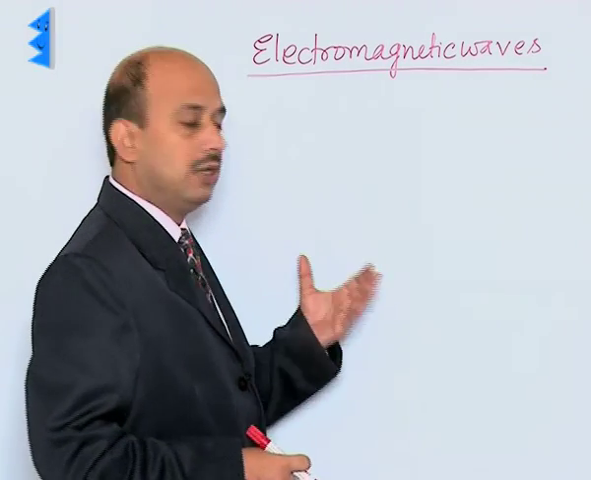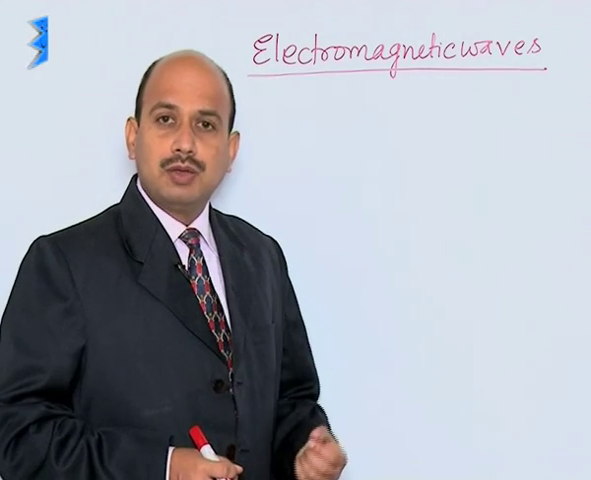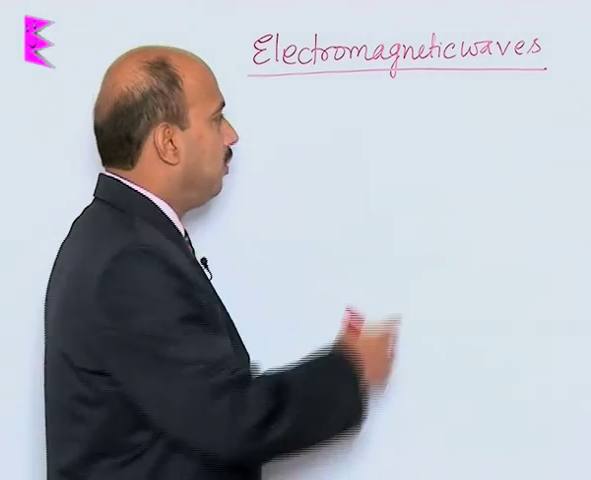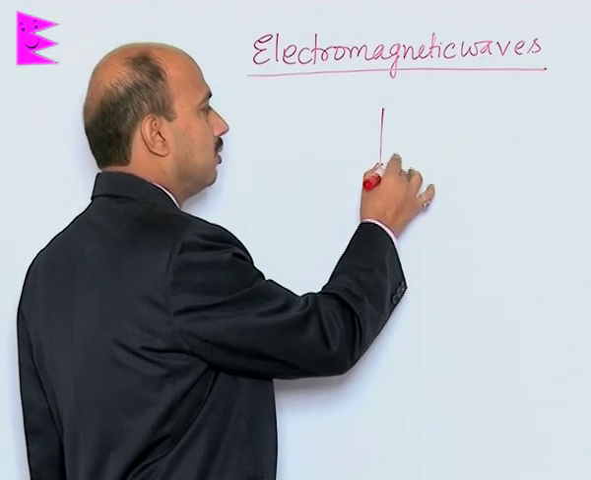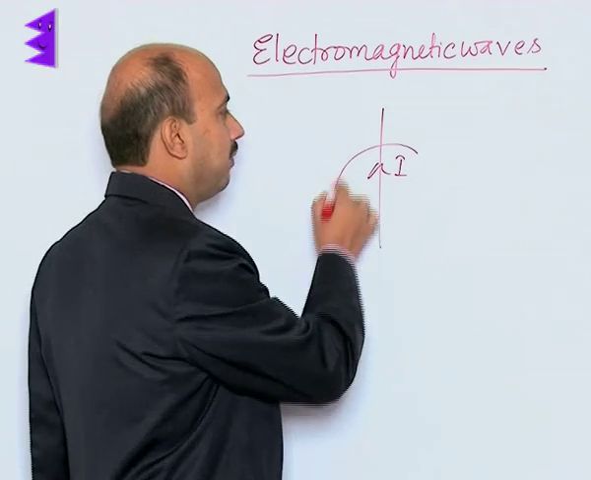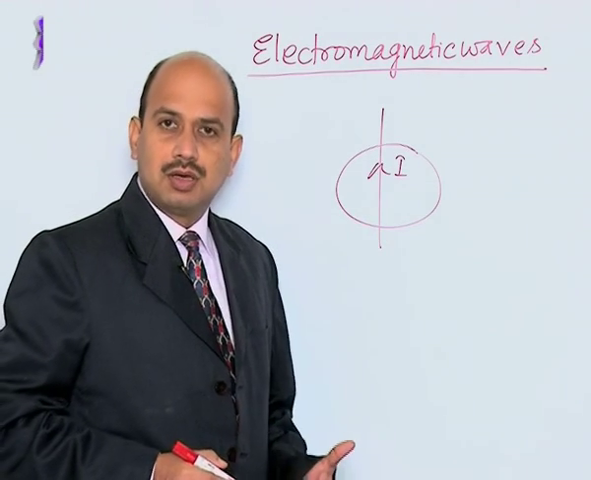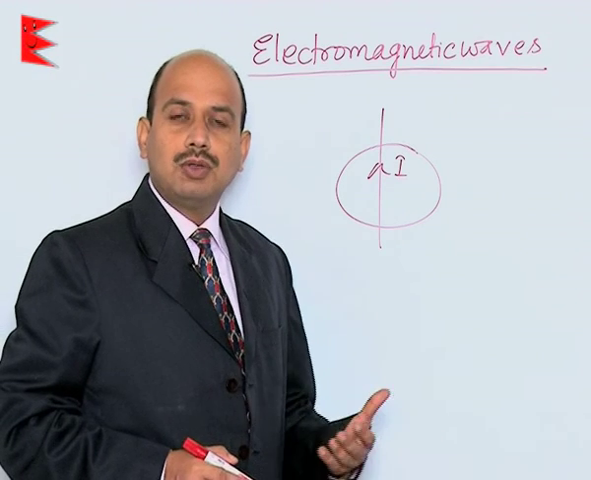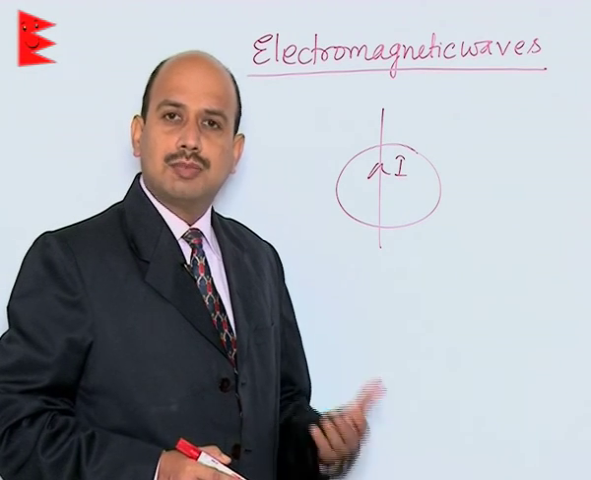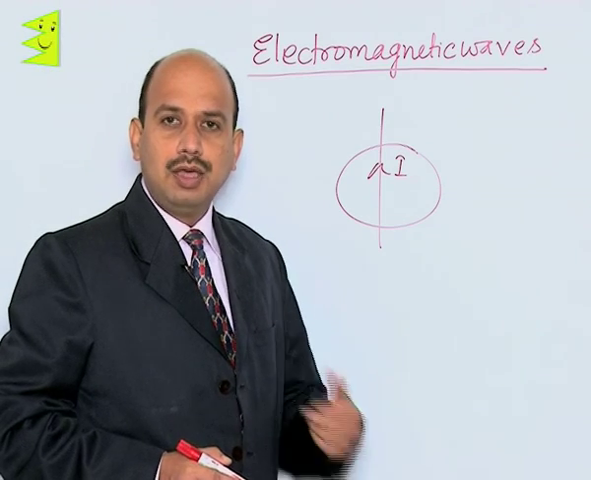First, the introductory part is about electromagnetic waves. We have done this in the magnetism chapter. If you have a current carrying conductor like this and I is flowing through it, it has a magnetic field around it. It means there is an electric current and around the electric current there is a magnetic field. So electric current produces a magnetic field around it.